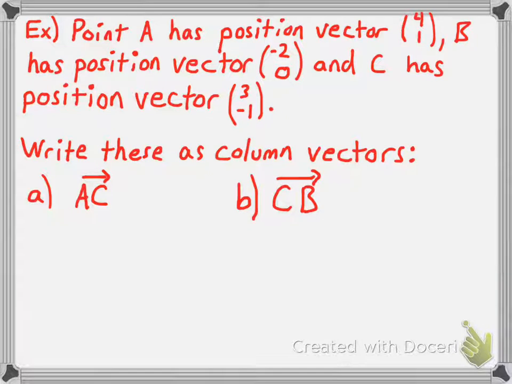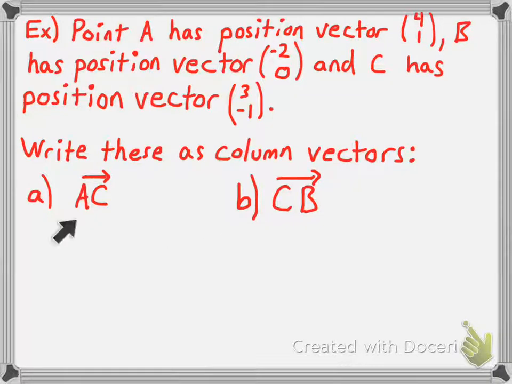Here I've given you a problem where I'm saying there's a point A that has this for a position vector, here's a position vector for point B, and here's a position vector for point C, and I want to figure out what these vectors would be in column vector form. Well, what I suggest is simply finding out, and there's not a lot to this, find out what the coordinates for points A, B, and C are, and then just subtract the coordinates the way that I showed you a moment ago to find out what these resultant vectors are.